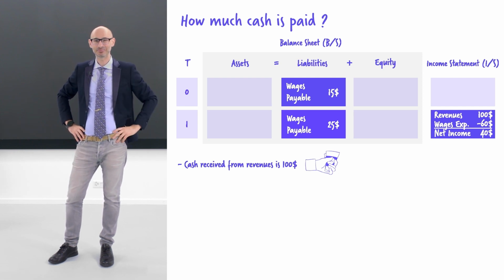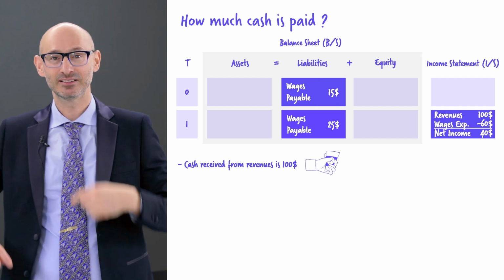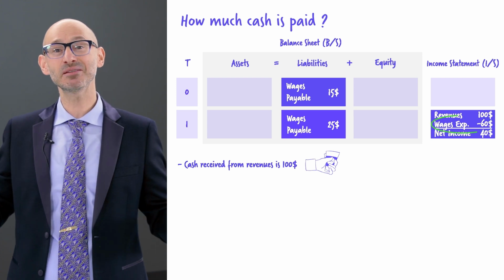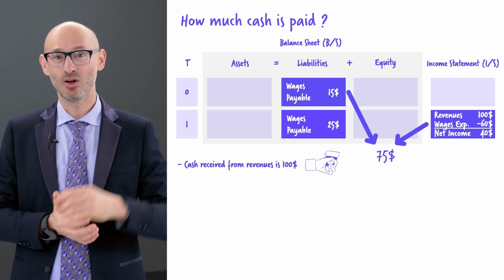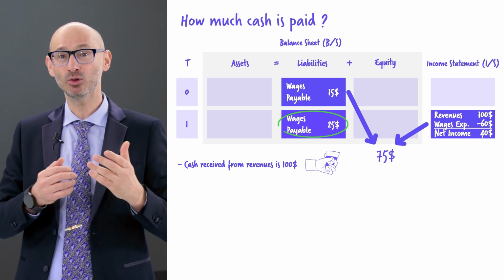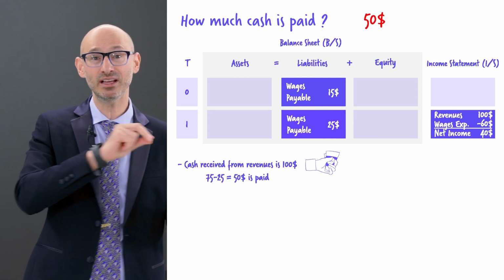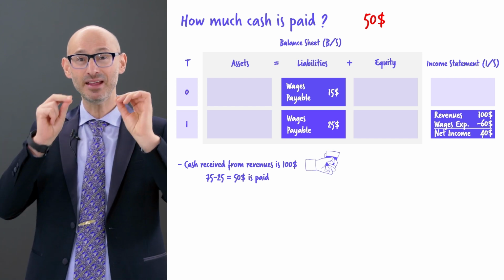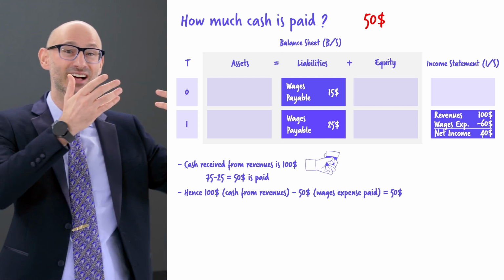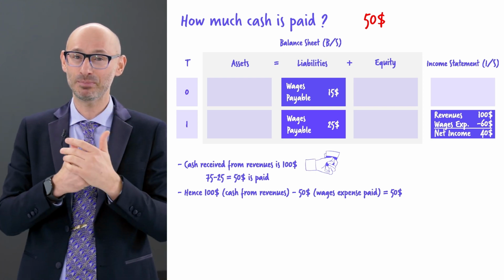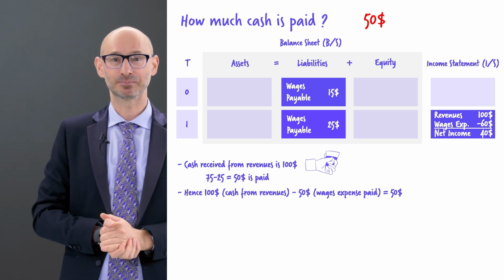Pause and think. Well, you owed your employees 15 to start. Now they worked for you for another 60 more. So the total you owe them now is 75. We see that by the end of the period, we owe them only 25. If total work is 75 and we owe them 25, that means we have paid them 50. Given that cash received from revenues is 100, then our total cash for the period is 100 cash received and 50 paid, for a net of 50.